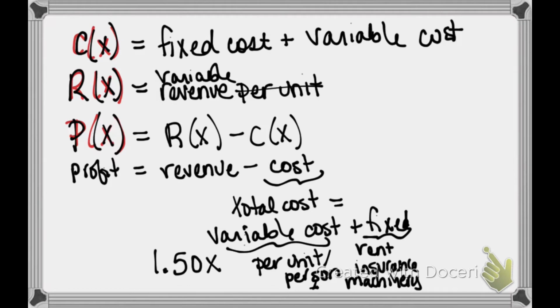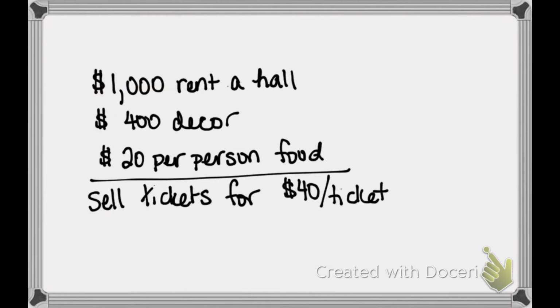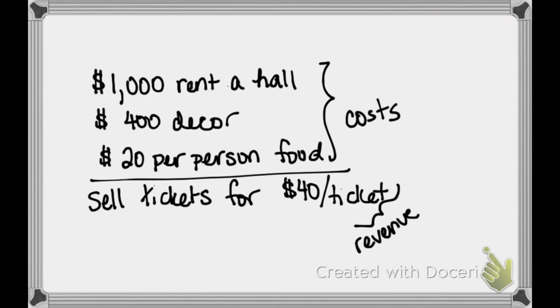And I realize that there can be some that are not quite so. You might say, well, you need 2 machines after you have 100 people, but we're not going to get that complicated. We're just going to say machinery is probably a fixed cost, as are insurance, rent, paying for an accountant, etc. Okay, let's say you have the following. It costs $1,000 to rent a hall, $400 for the decor. For the catering, that's $20 per person. These are all costs. And then we say, okay, we're going to sell tickets for $40 a ticket. This is revenue.